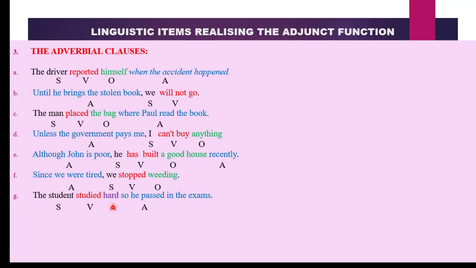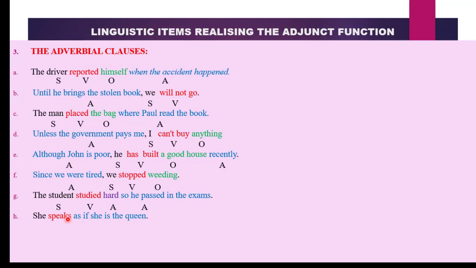Hard becomes our adjunct because it is telling us how the person studied. But what about "so he passed the exams"? It is giving us information about the results of the action that took place. So the whole of this is a subordinate clause. It is an adverbial clause because it is giving us information about results. So it is an adverbial clause of result. So all adverbial clauses of results like this one will function as an adjunct in a sentence. It gives us information about the results of an action.